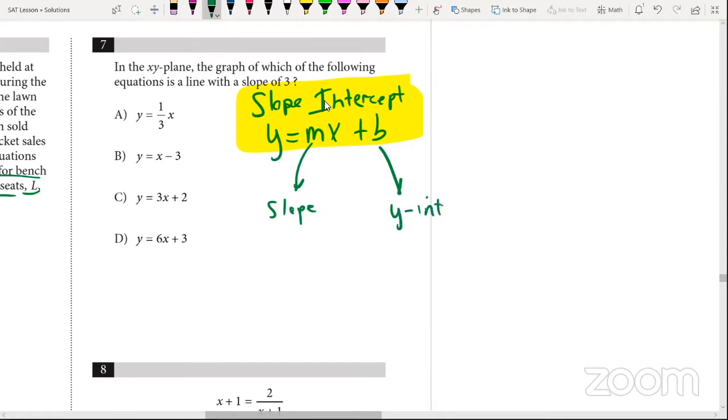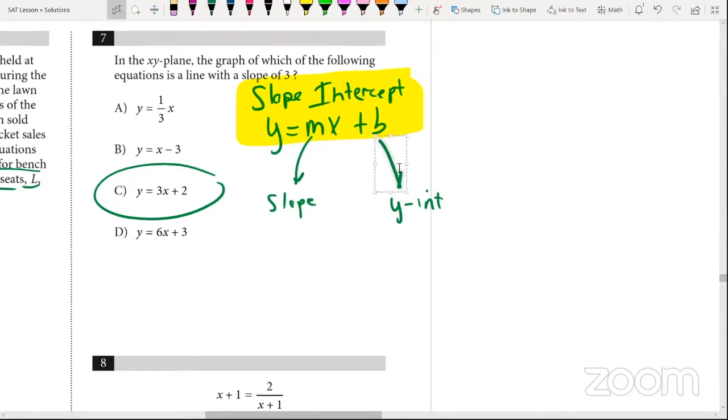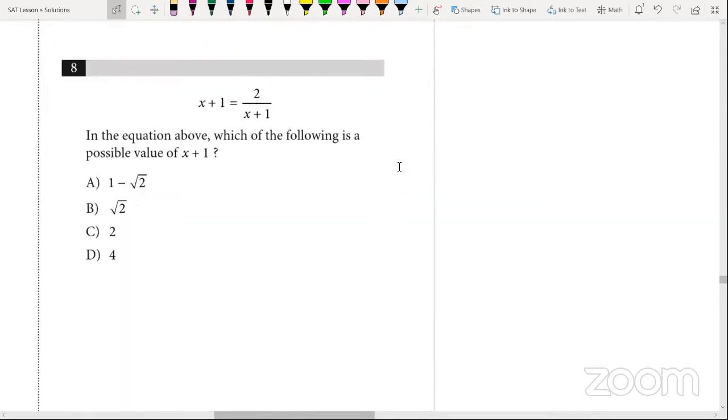And so which of these has a 3 in front of the x where the slope goes? And that would be this one right here. So the answer to number 7 is C. Nice, straightforward, easy question for us there. Not so much the case for number 8 here.